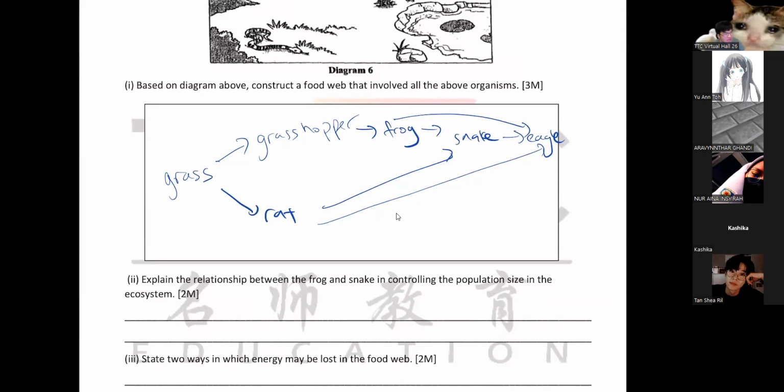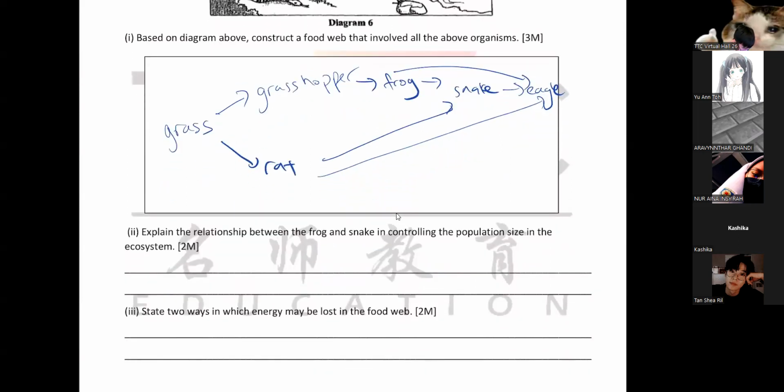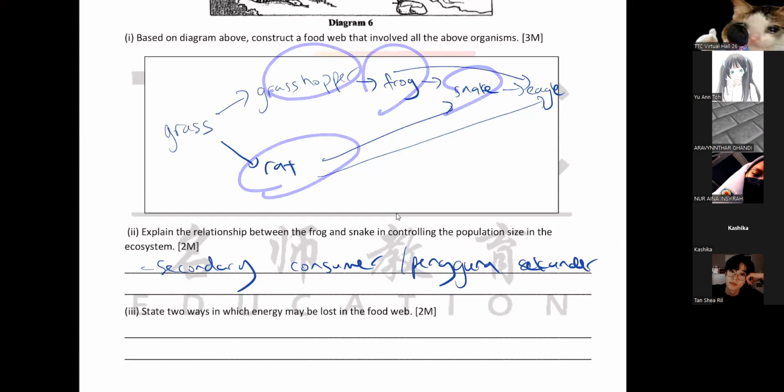So number 2, explain the relationship between the frog and snake in controlling the population size in the ecosystem. So how do frog and snake control size of the population? You can say that they are secondary consumer, pengguna sekunder. You might say that snake is tertiary lah, but you see snake eat the rat, because this is primary, right? These two, they are secondary lah. So they are secondary consumer. Right. So how to control population size in the ecosystem?